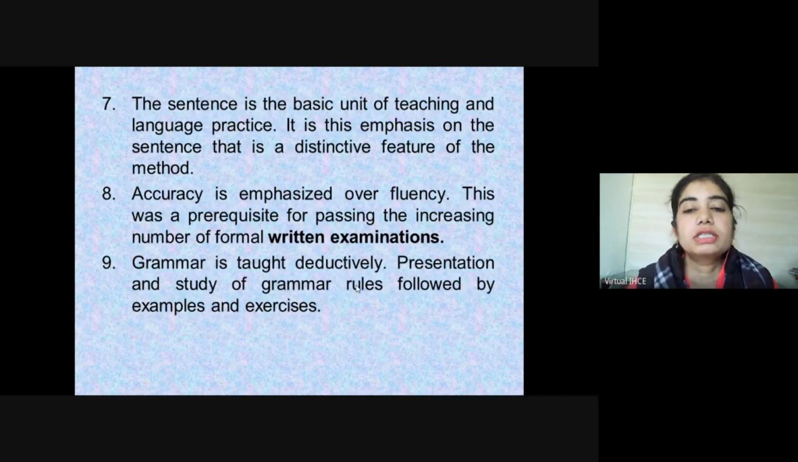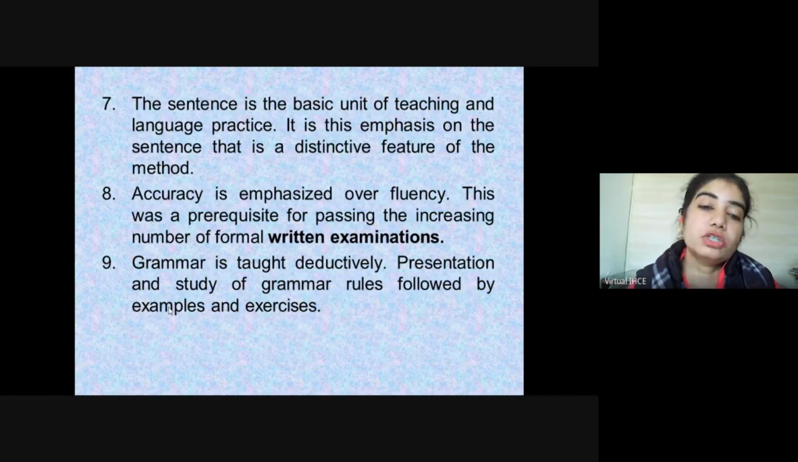Grammar is taught deductively. Deductively means that first you are giving the definitions, you are telling the students to learn the definitions, then you are giving the rules and the principles of grammar. Then later on one or two examples are given to the students. That is called the deductive method, and this is not the correct method of teaching grammar. Grammar should be taught inductively, meaning that more examples should be given to the students so that they come to know how to use it in their daily life, how to speak properly. But in the grammar translation method, this flaw was there, that grammar was taught deductively.